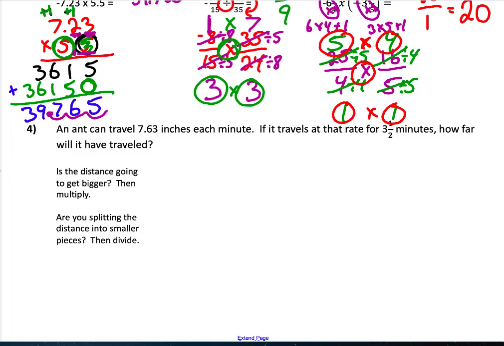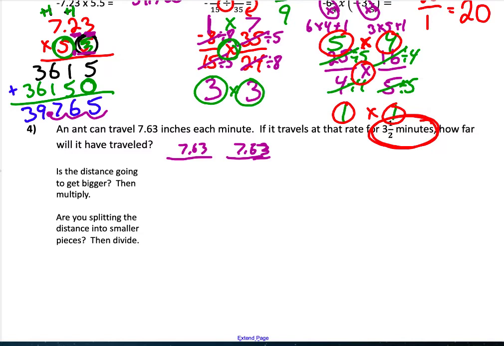An ant can travel 7.63 inches each minute. So 7.63 in 1 minute, and then another 7.63 the next minute, and on the longer it goes. So this question says, well, what if it goes for 3.5 minutes? How far could it travel? Well, the question asked is the distance going to get bigger, or are we breaking it up into little pieces?